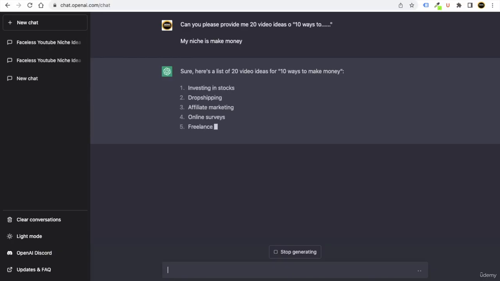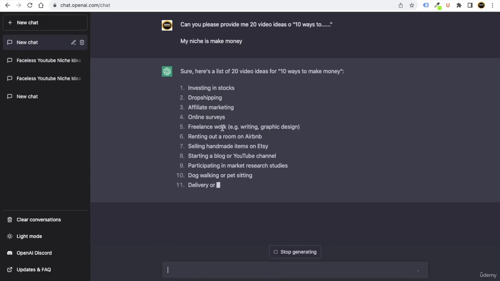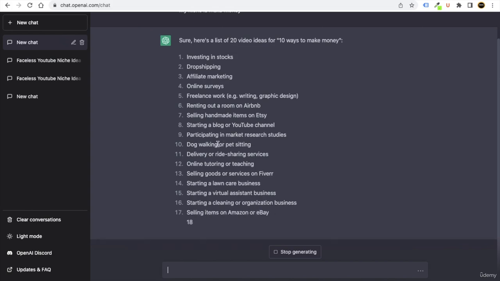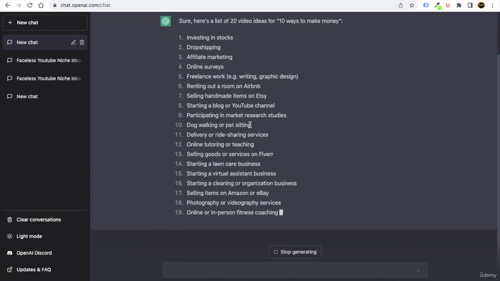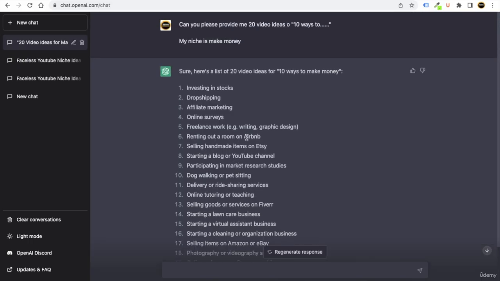So you can see that it is saying you can make money by investing in stocks, drop shipping, affiliate marketing, online surveys, freelance work, renting, selling handmade items. There are plenty of things: starting a blog or YouTube channel, participating in market research, selling goods and services and favors, starting a virtual assistant business, starting a cleaning and organization business, selling items on Amazon or eBay, photography. These are the things ChatGPT is going to give you.